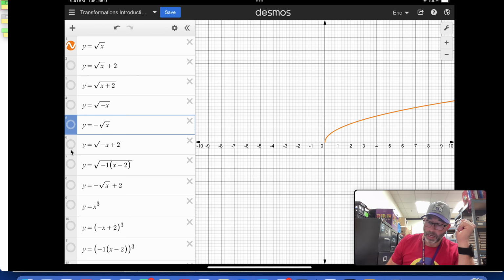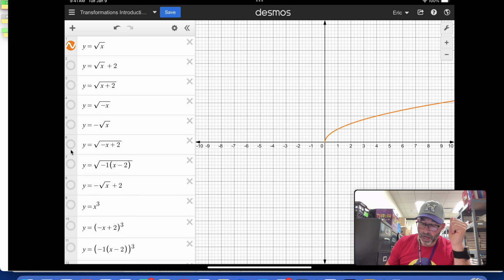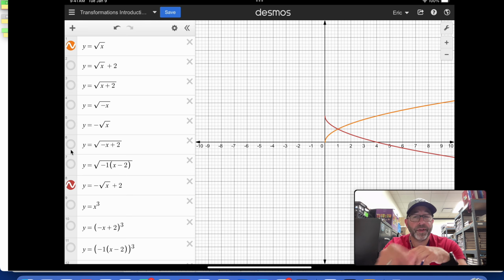Let's look at the next one here, number 8. If I put a negative in here, what's going to happen? Well, we think about the fact that that negative is attached to y. So we're going to see that orange line reflect over the x. And then we're going to see it shift up 2. So reflect over x and then shift up 2.